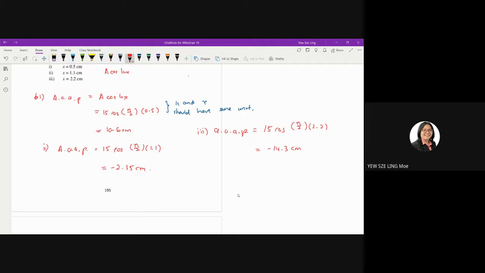So the next question is just very simple. If you want to try, you can try first. As long as you understand the diagram given in question 1, in question A, then you should be able to answer the next question.